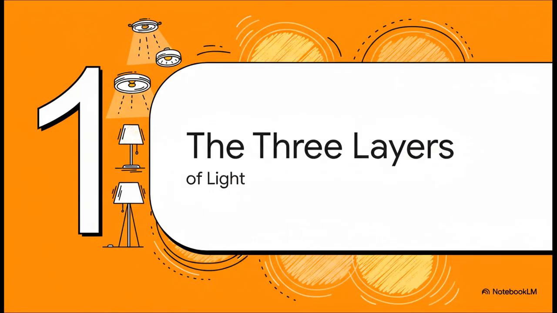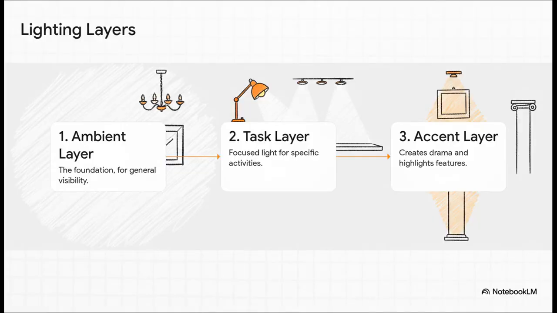Every single professionally lit room, I don't care if it's your cozy living room or a massive fancy museum, is all built on this really simple three-part structure. You can think of this as the basic grammar of lighting design. Okay, so first up, you have your ambient layer. This is your foundation. It's the general light that lets you see and walk around without bumping into things.